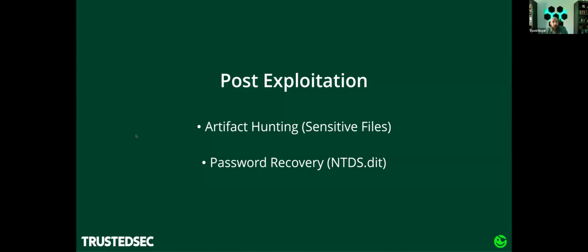Once we've got DA, we start on some post-exploitation activities. This usually includes things like artifact hunting. We start hunting for sensitive files, looking at your protected shares, trying to find information that would be considered sensitive to you. And we also do password recovery. So you might do something like obtaining your ntds.dit file off your domain controller, which contains all of the username and password hashes for your domain. And then we'll start to work on cracking those and providing statistics based on the cracked passwords that we see.